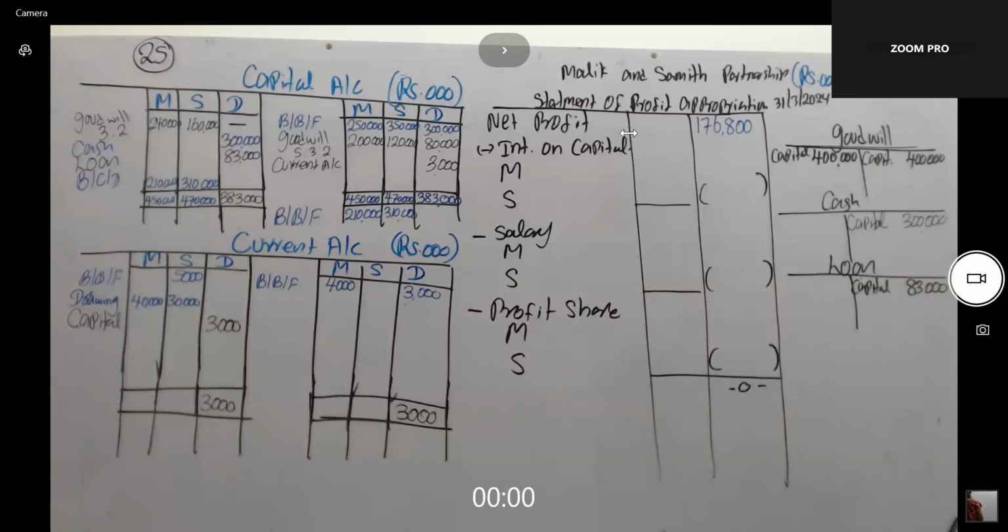Current account balance should be transferred to the capital accounts. By closing the capital account of the retired partner, equity can be calculated. If it has been paid in cash, cash account credit, partner's capital account debit. If it has not been paid, capital account debit, loan account credit.